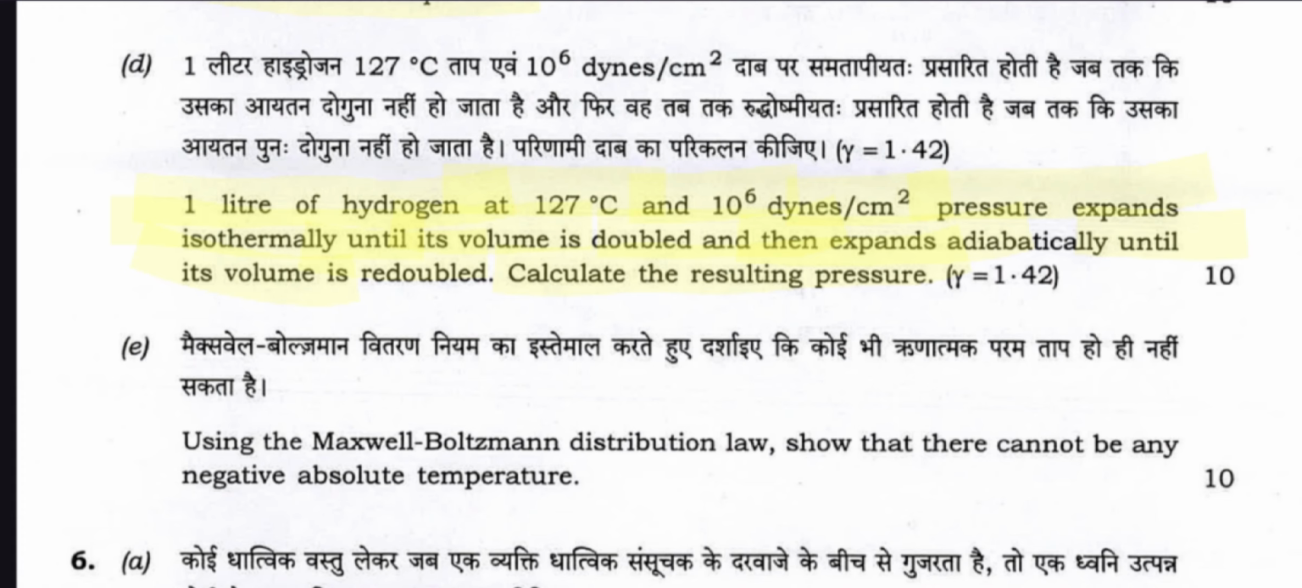Question 3. Using the Boltzmann distribution law, show that there cannot be any negative absolute temperatures. Question number D is here.